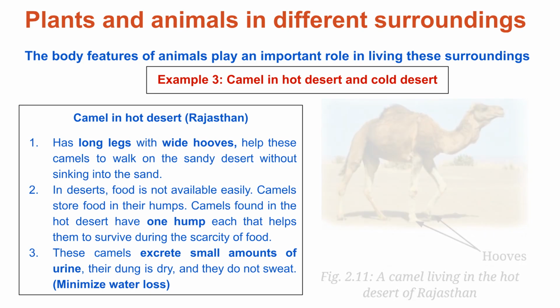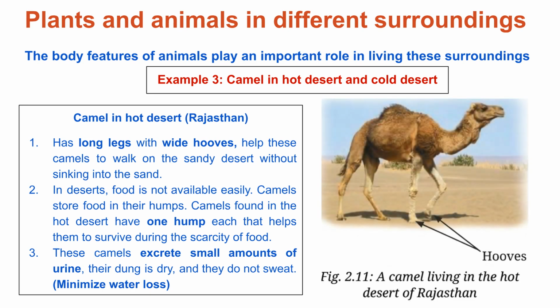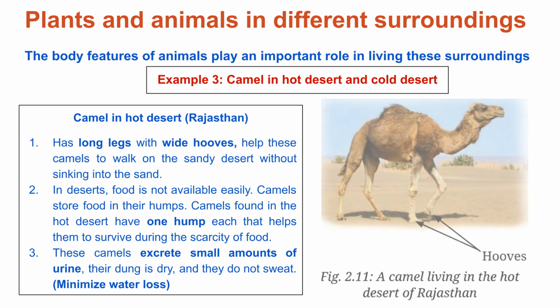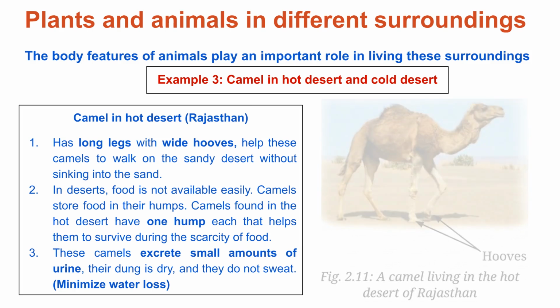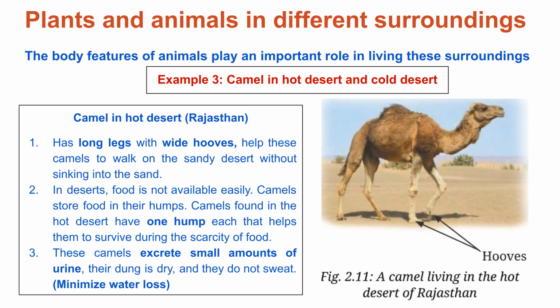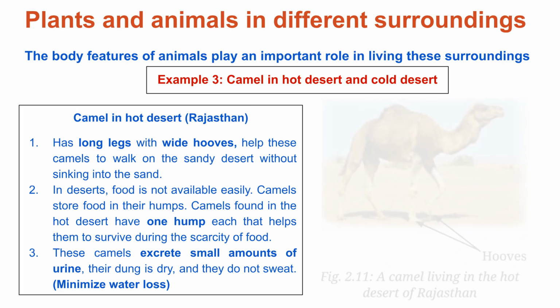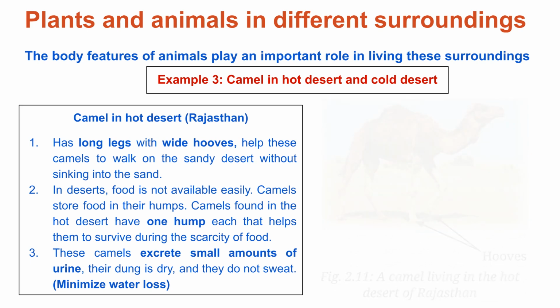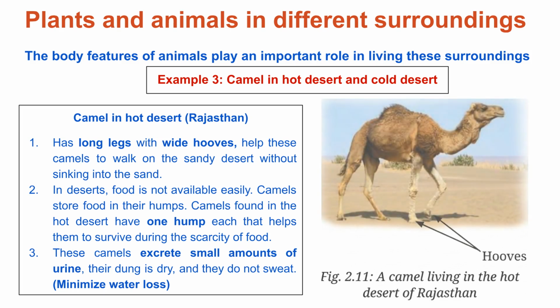Next example we take from a camel that is found in hot desert as well as in cold desert. So the same camel will have different body structure. For example, in hot desert like in Rajasthan, these camels have long legs with wide hooves that make the camel walk on the sandy desert without sinking into sand. क्योंकि जो सैंड का स्ट्रक्चर होता है वो फिक्स नहीं होता है, so they have bigger legs, bigger, wide hooves so that they can easily walk.